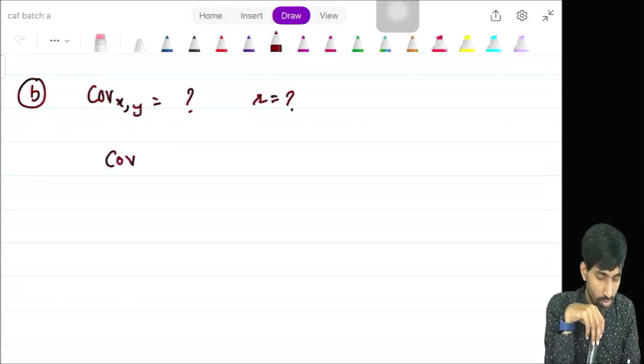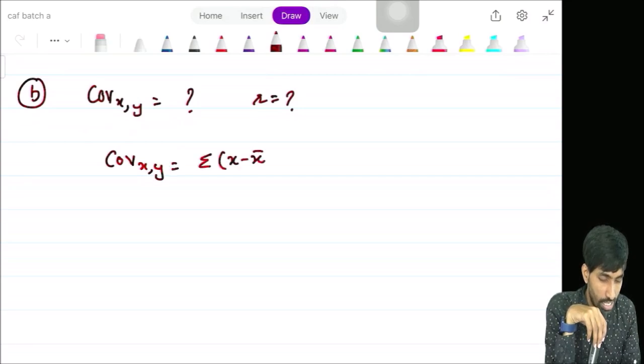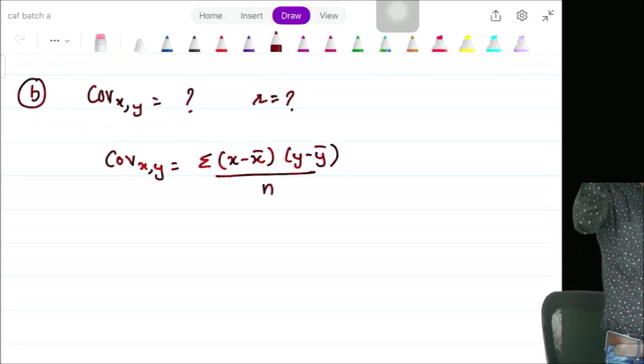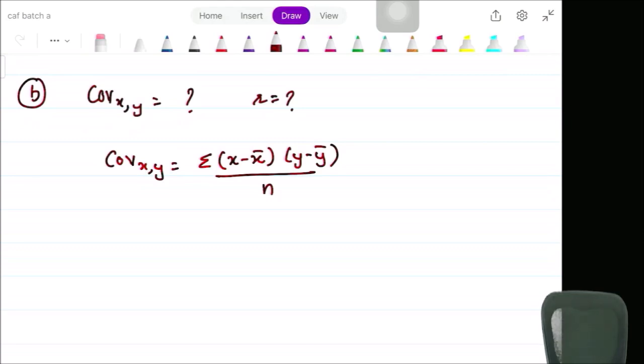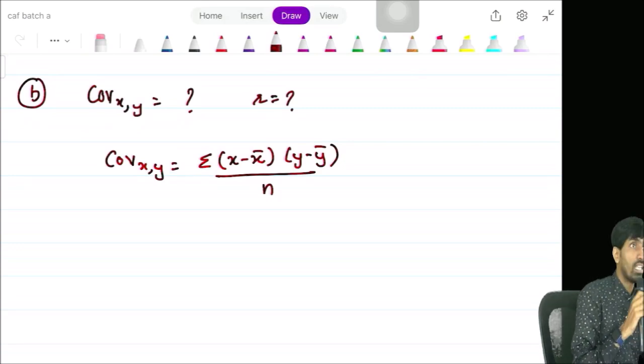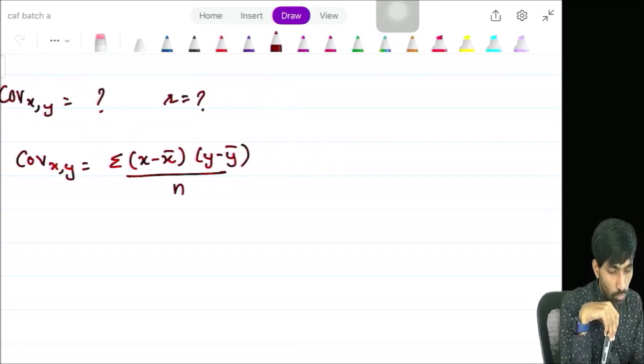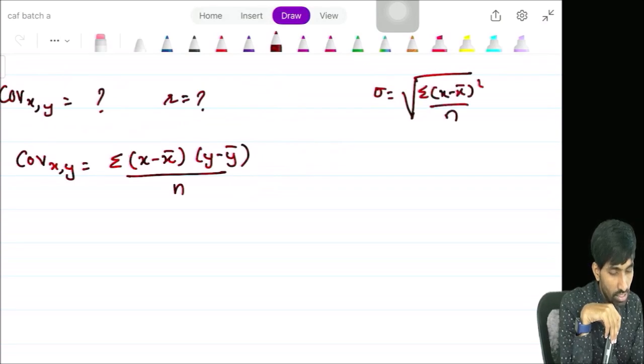The covariance formula, please listen. Covariance formula is what? Summation x minus x bar into y minus y bar upon n. If you remember, standard deviation had two formulas, correct? You can copy later. Listen carefully. One is root of summation x minus x bar the whole square upon n.